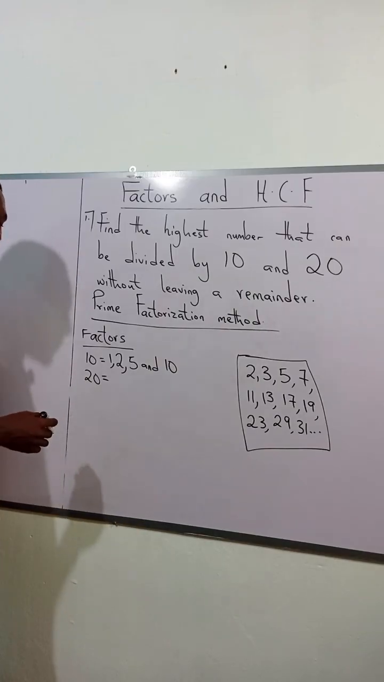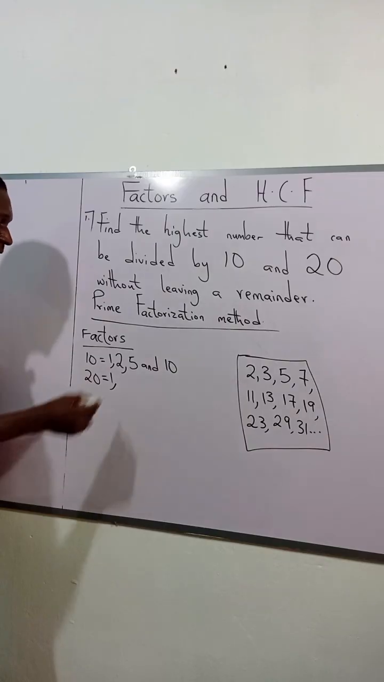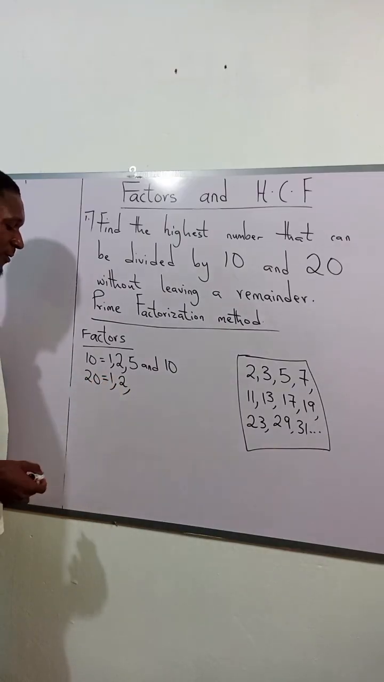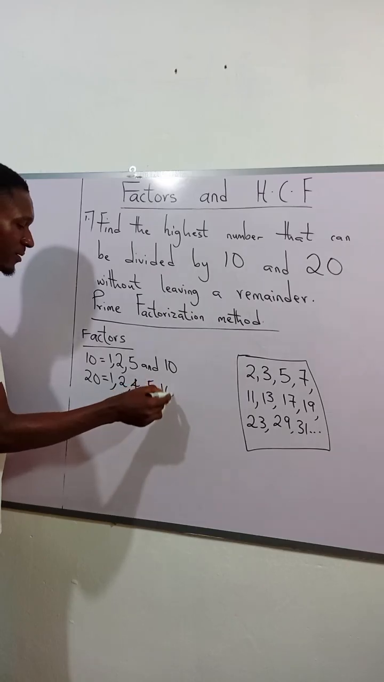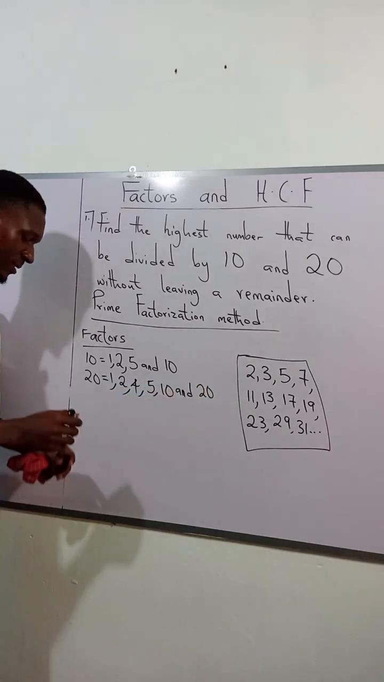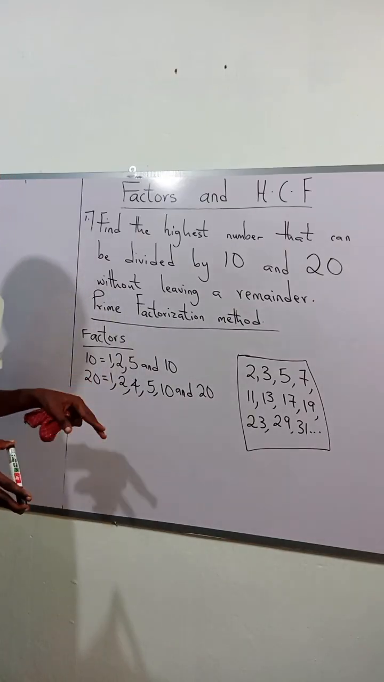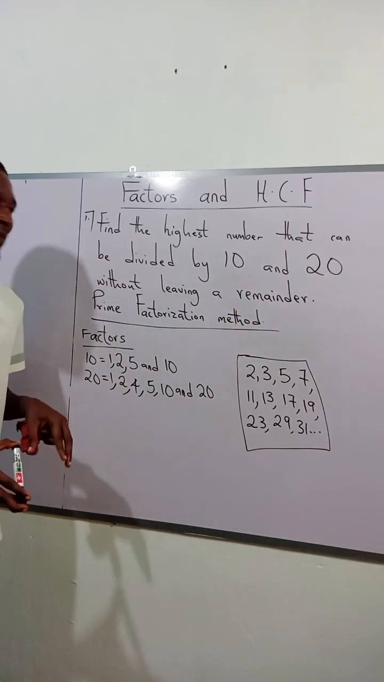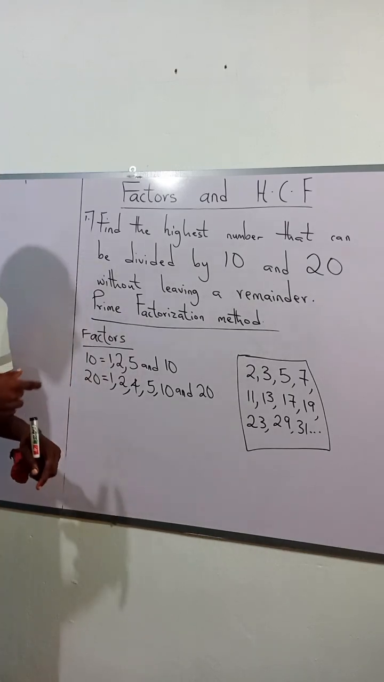So in 20, what are the factors of 20? Numbers that can divide 20 without a remainder. 1 is there, 2 is there, 4 is there, 5 is there, 10 is there, and 20. You can cross-check all this. If you are good with your multiplication table, it's going to help you very well in factors. Because factors, any number you can multiply to get that number is a factor of that number.